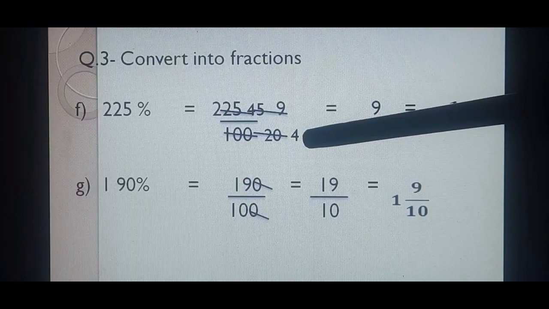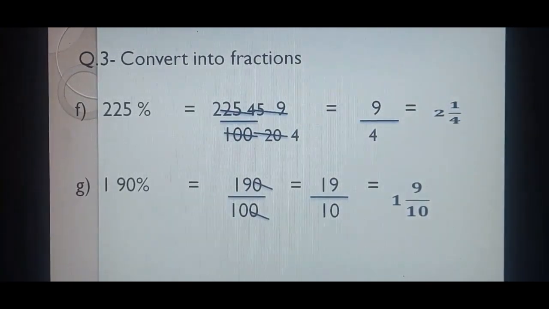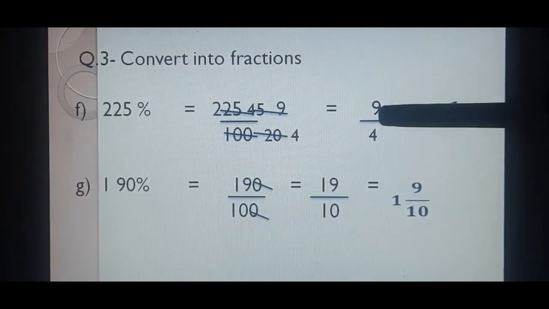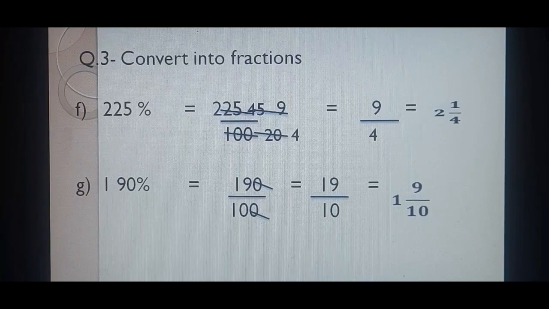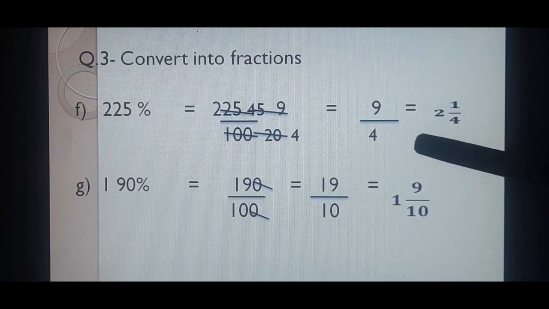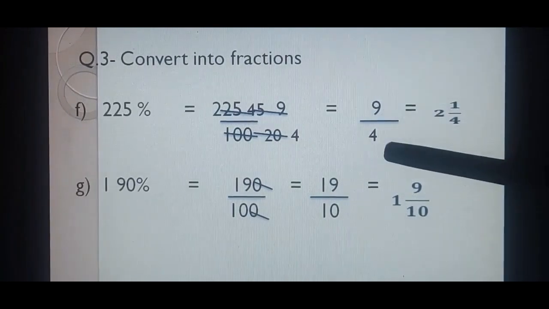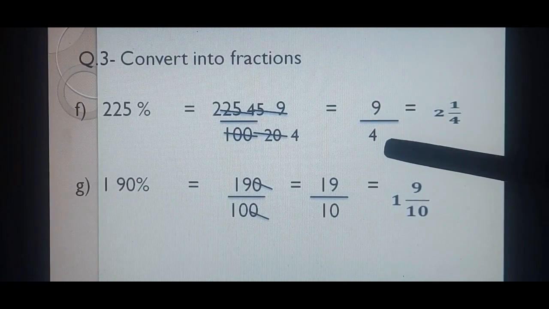Again we can do cancellation with 5. So 5 4s are 20, and 5 9s are 45. 9 upon 4. Now no more cancellation is there. And now check this fraction. This fraction is in the form of improper fraction. So I told you when the fraction is in the form of improper fraction, then we have to convert it into mixed fraction. So 9 divided by 4. 9 is our dividend, 4 is divisor.